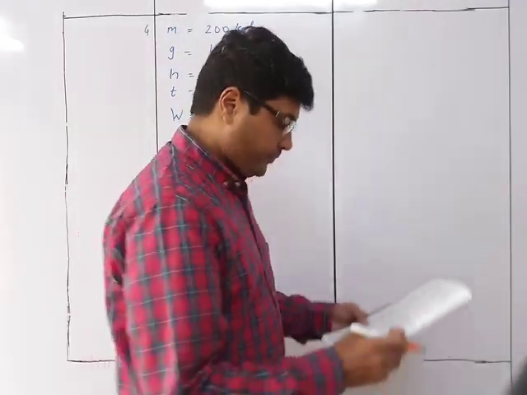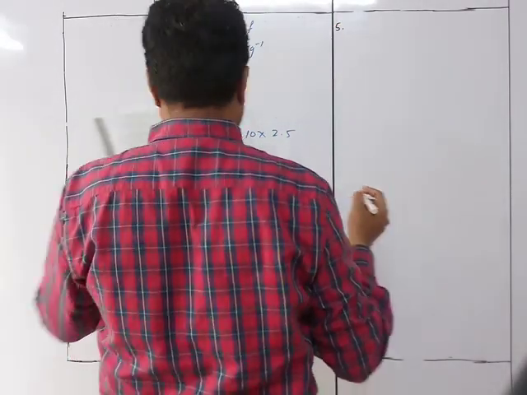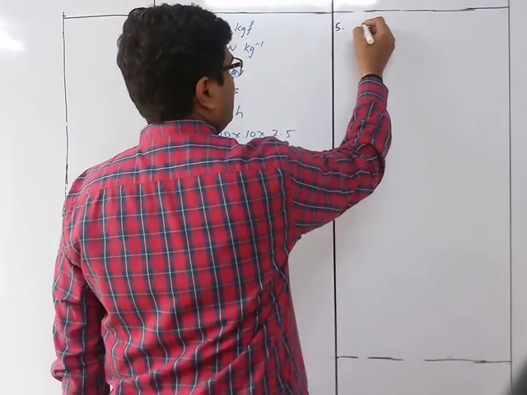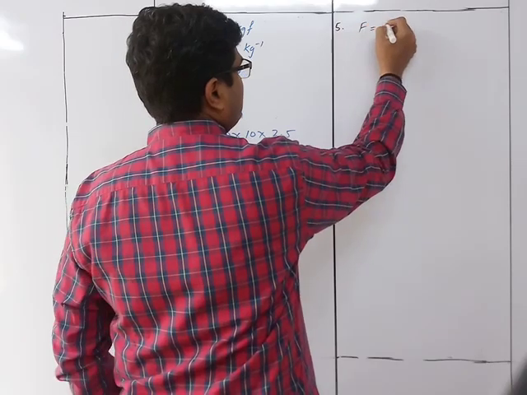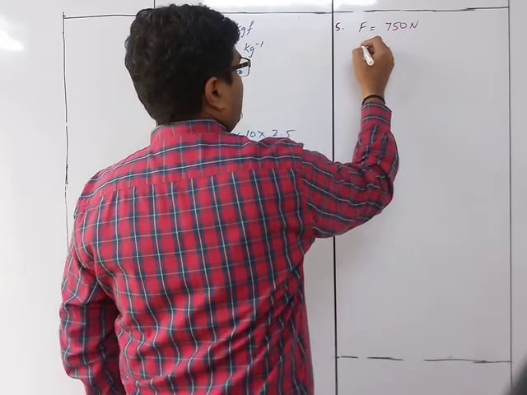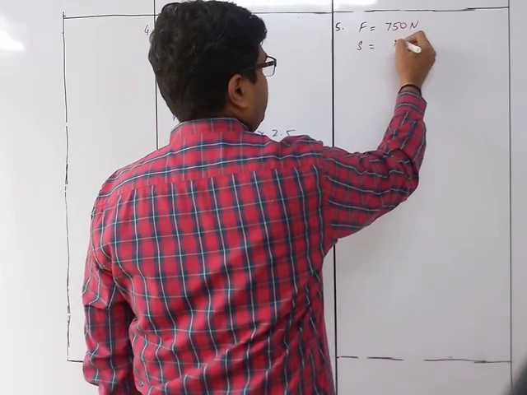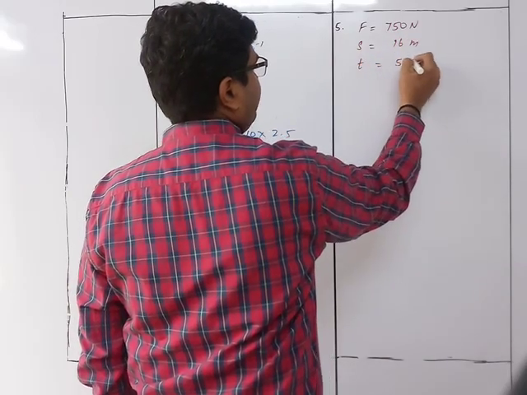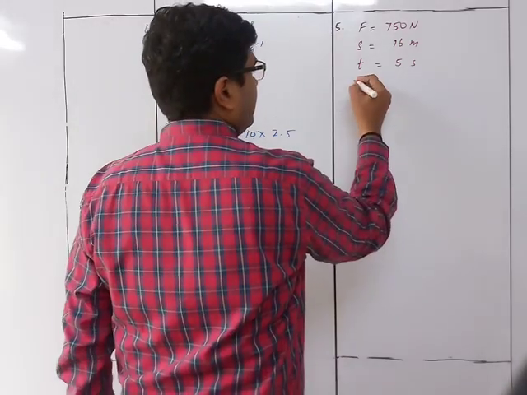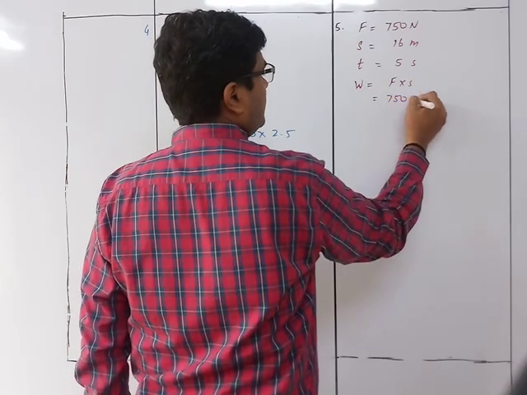Okay, sum number 5. A man raises a load of 750 Newton through a height of 16 meters in 5 seconds. So he raises a load. It is given that force F is equal to 750 Newton, distance S is equal to 16 meters, in a time equal to 5 seconds. Calculate the energy spent. So work is equal to F into S, which is 750 into 16.